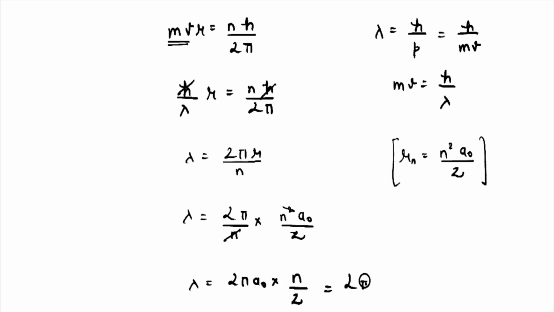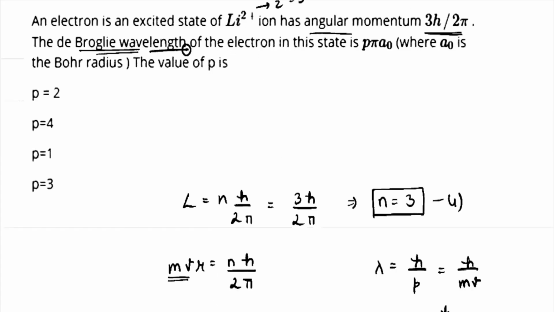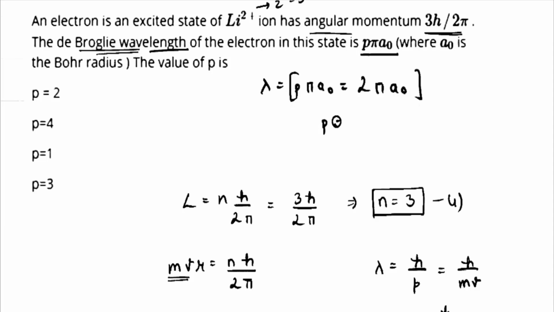Now from equation 1 we have n equal to 3, and z is equal to 3 for lithium, so we can write 3 by 3. This 3 and 3 will cancel out, and we get lambda equals 2 pi a naught. In the question, the de Broglie wavelength lambda is given as p pi a naught, and we have just found that lambda is equal to 2 pi a naught. By comparing these two, we get p equals 2. This is the required value of p. From the given options A, B, C and D, option A is the correct answer. Thank you.